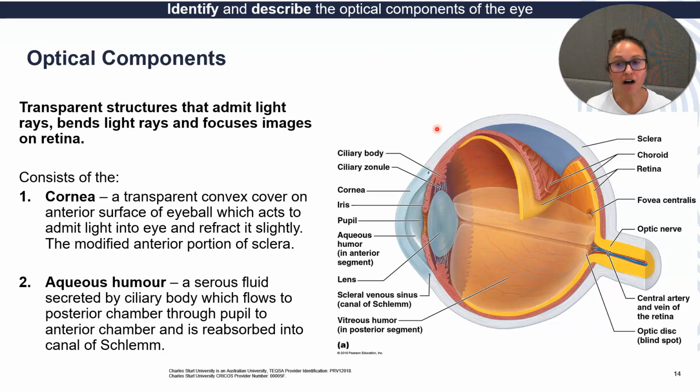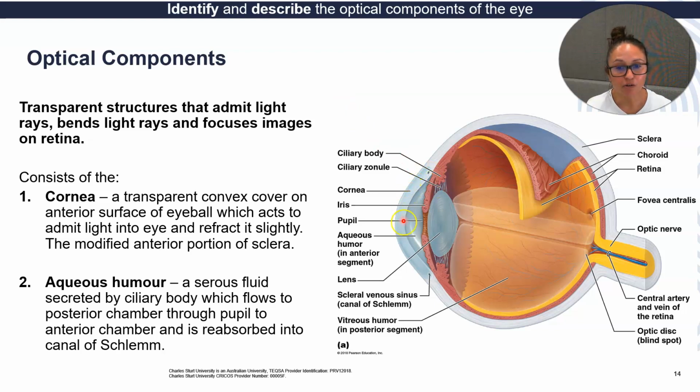Okay, so the eye has 2 different parts. It has an optical part and a neural part. Now, the optical part is designed to bend the light, and the neural part is designed to respond to the light.